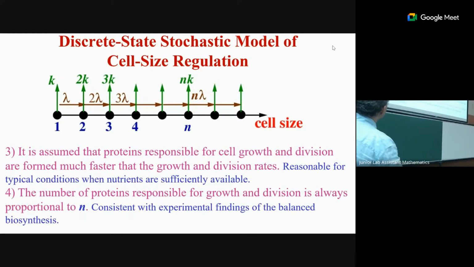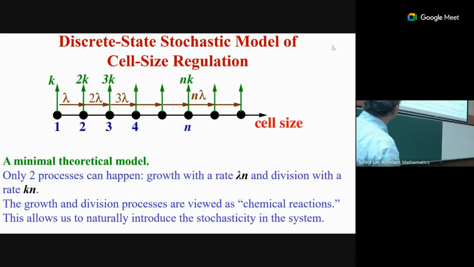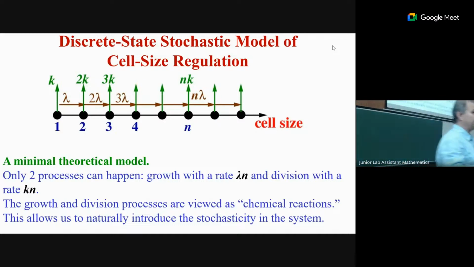We can assume that again the cell proteins responsible for growth and division perform much faster. And this is very reasonable for typical conditions when nutrients are sufficiently available. And we can say that this protein is the most important protein, proportional to this number, this discrete variable. This is consistent with what I told you about balanced biosynthesis. This is an extremely simple, naive stochastic model. Two processes coupled, but properly coupled. In some sense they are orthogonal to each other.